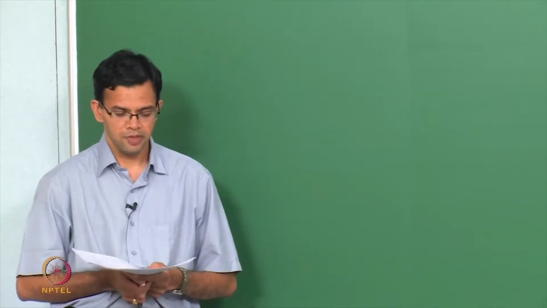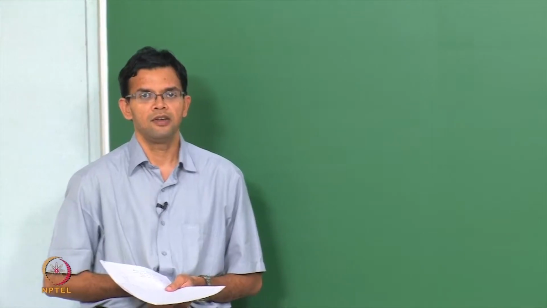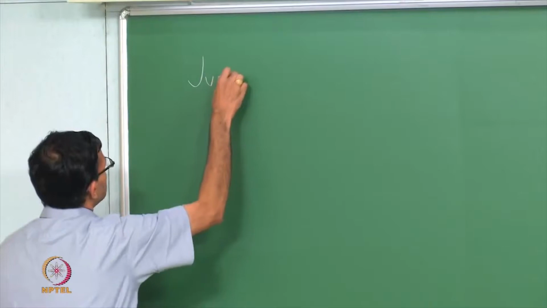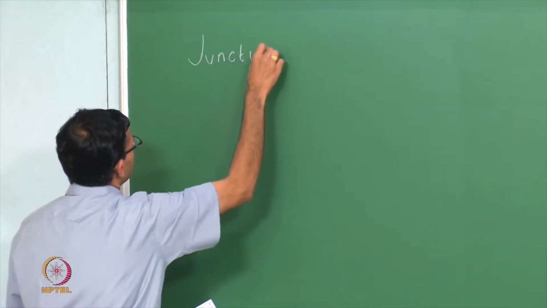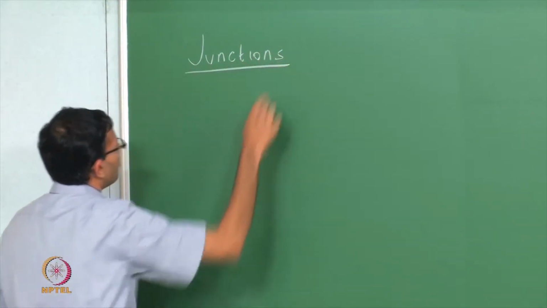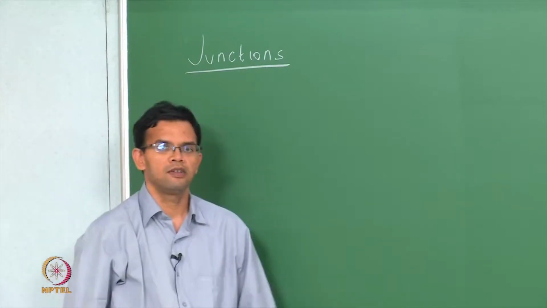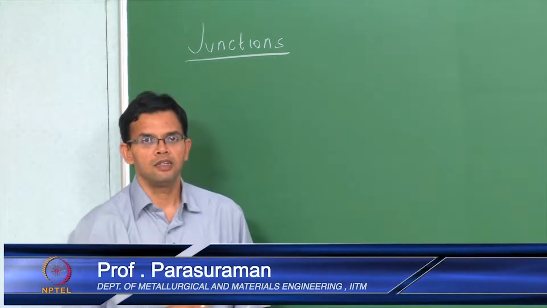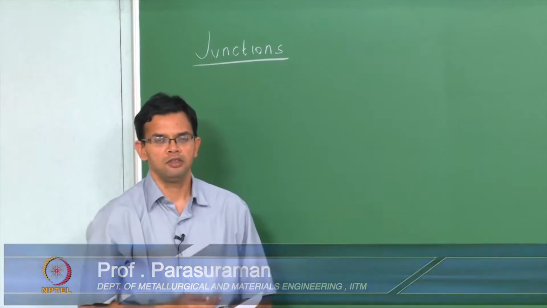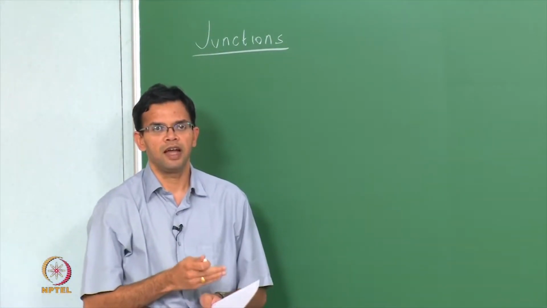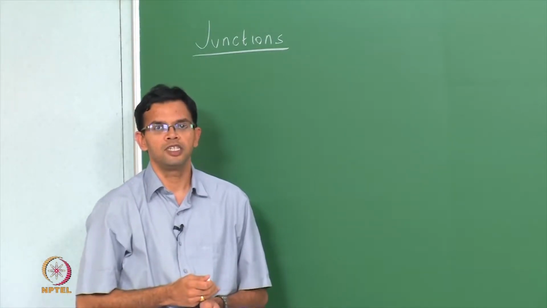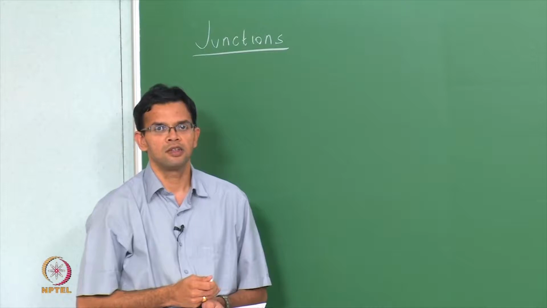Let us start with a brief review of last class. Last class we started looking at junctions. These junctions can be formed between two semiconductors, or between a metal and a semiconductor, or between two metals. We weren't concerned about how we will form the junction. We just assumed that we have an ideal junction or an ideal interface between the two materials with no defects.